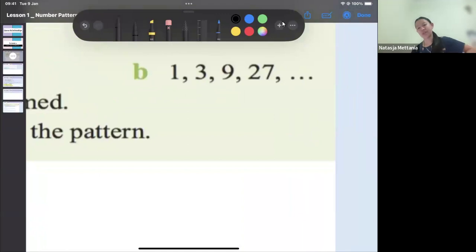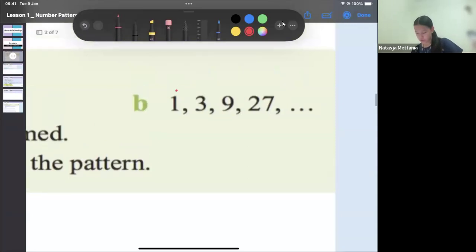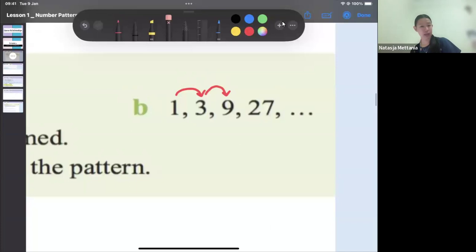Question B, 1, 3, 9, 27. If you can't see, particularly in this part here, it's a big jump. Even here, this is a big jump. So let's see what we can do. So I'm going from 1 to 3. Let's try what we used in the previous pattern, add 2. 1 plus 2 gives me 3. Let's double check. Does 3 plus 2 give me 9? 3 plus 2 gives me 5. So that means my pattern at the moment is not adding 2.